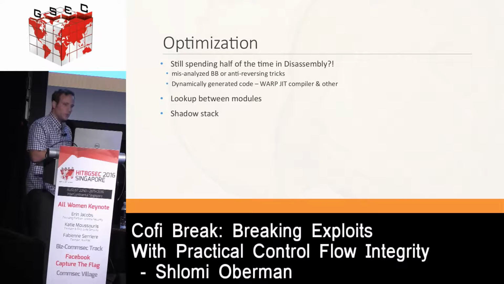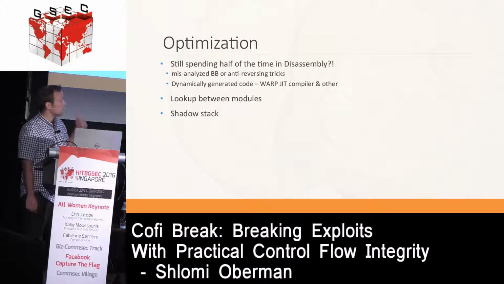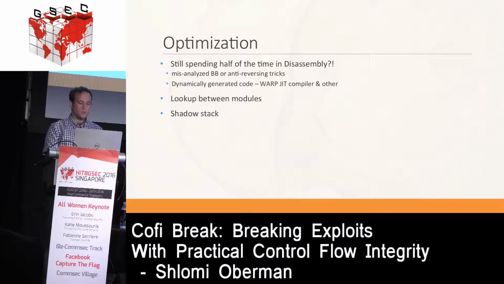But then I looked at what we're still spending time on. Still a lot of time in disassembly, and quite a lot of time on the lookup between modules and the shadow stack. These are all taking up quite a lot of time. Disassembly is slow because of misanalyzed basic blocks, but also because of some dynamically generated code. I was working on Adobe PDF files, PowerPoint, and the entire Office suite. They used some dynamically generated code for graphics, called the Warp just-in-time compiler, and this obviously was not pre-analyzed.